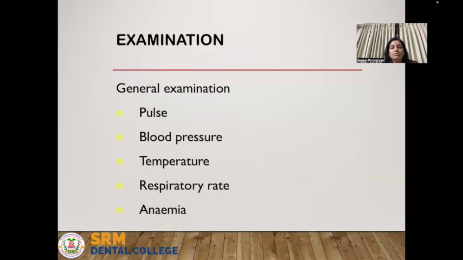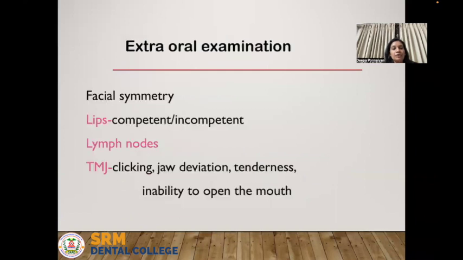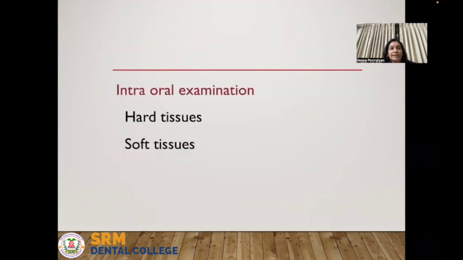Examination of the patient includes general examination where you look for the vital signs like your pulse, blood pressure, temperature, respiratory rate, and if the patient is anemic. Once all of this is complete, then we go for the extraoral examination. In the extraoral examination, you see the facial symmetry. You have to check for the lip competence, whether it's competent or incompetent. You check for lymph nodes. And then you check for the temporomandibular joint, where you have to check for any clicking noises or any deviation.